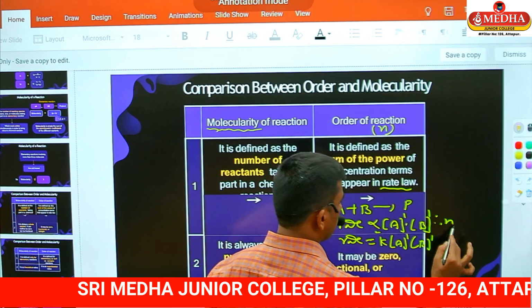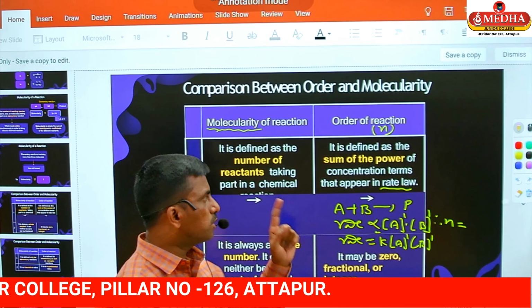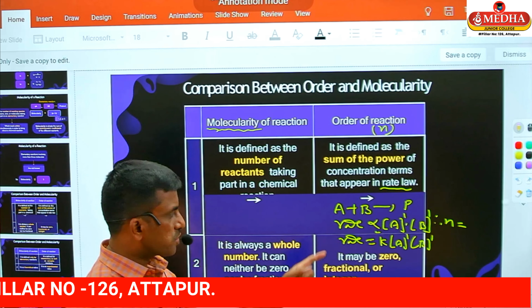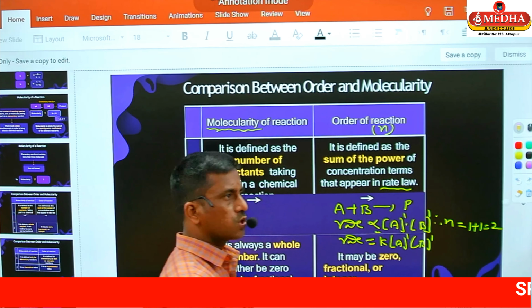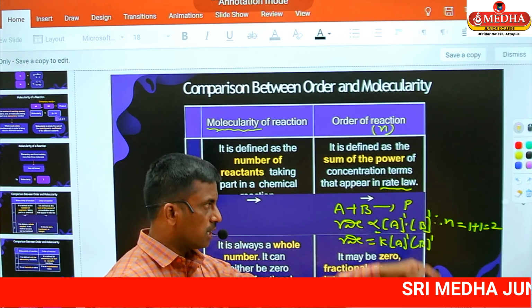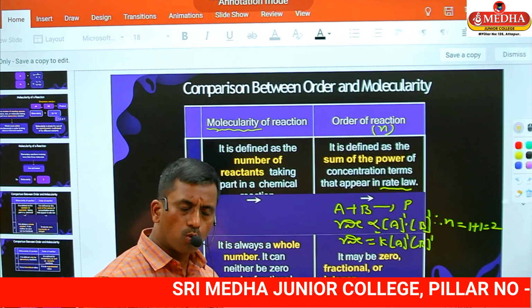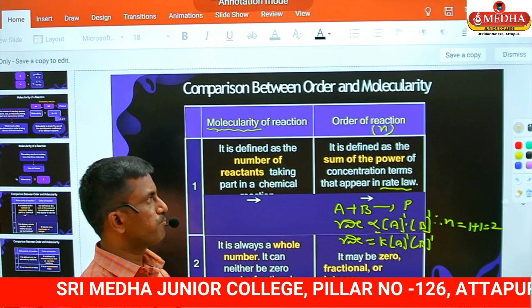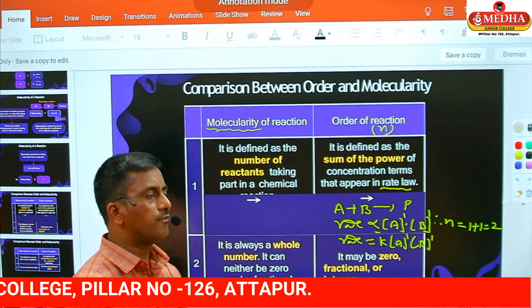Now what is its order of reaction? According to the definition, it is the sum of the powers of the molar concentrations of the reactants, that is 1 plus 1, equal to 2. So the order of reaction for this reaction is 2. Order of reaction means the sum of the powers of the molar concentrations of the reactants. Now this is the definition of molecularity and order of reaction.